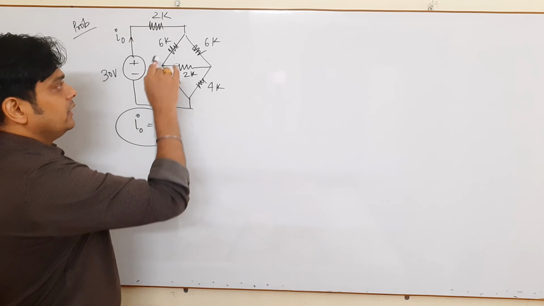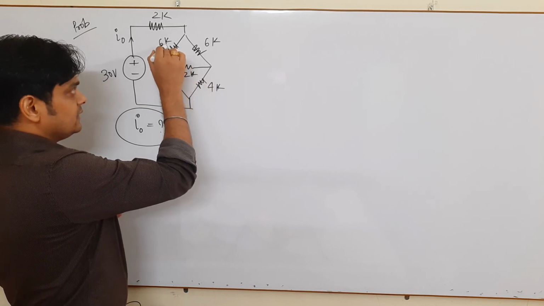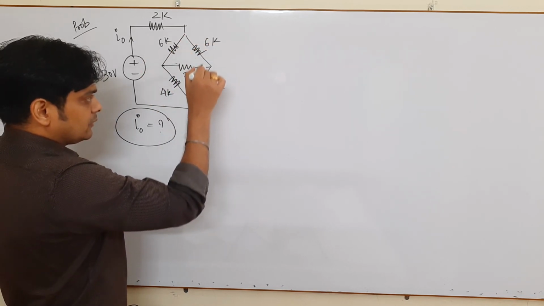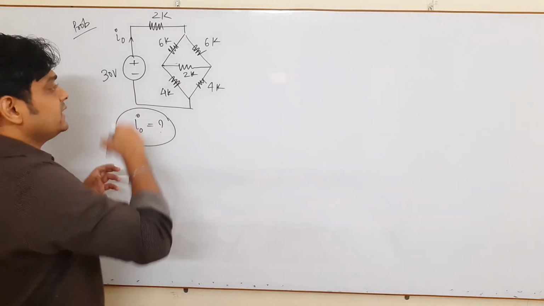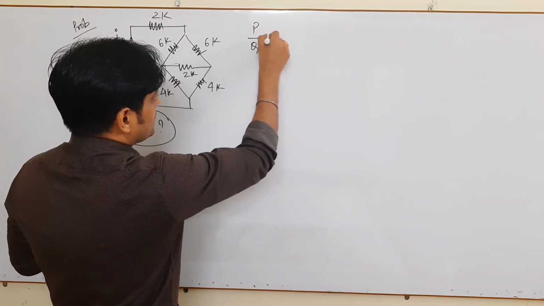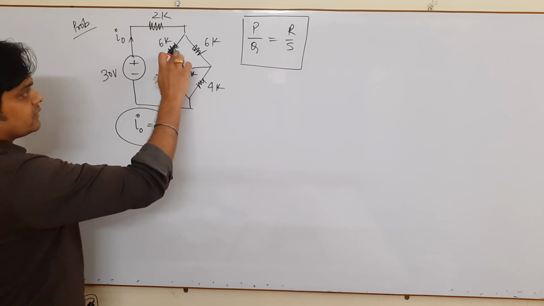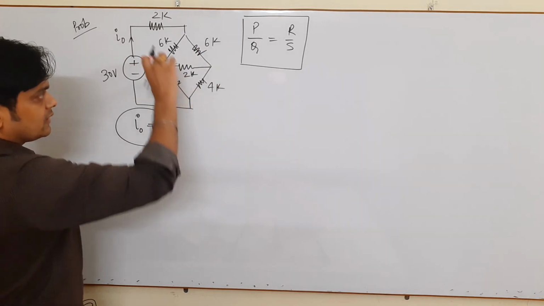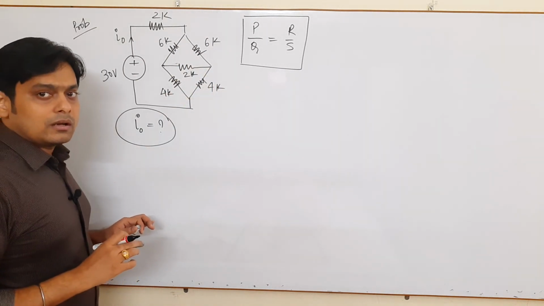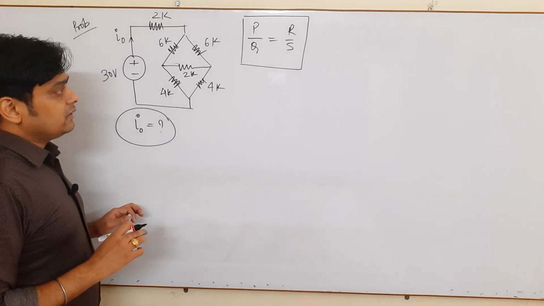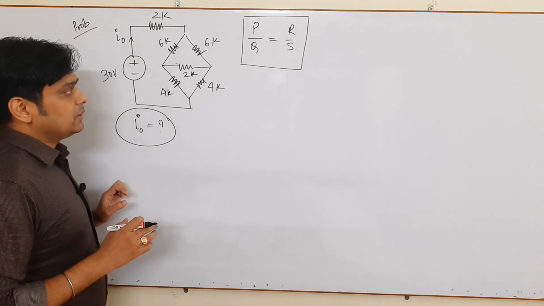In a Wheatstone bridge, when the bridge is balanced, which is very important to keep in mind, this resistance upon this resistance is equal to this resistance upon this resistance, or you can say the cross multiplication of resistances is equal. The condition is P upon Q is equal to R upon S. This is your P, this is your Q, this is your R, this is your S. So P upon Q is equal to R upon S, and you say that this is a Wheatstone bridge.